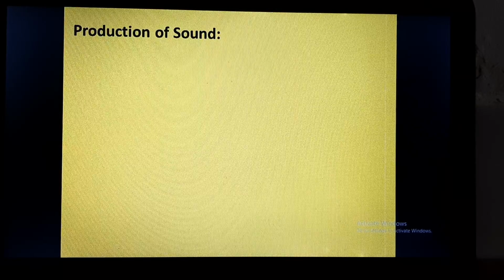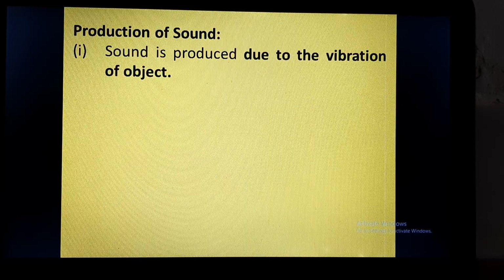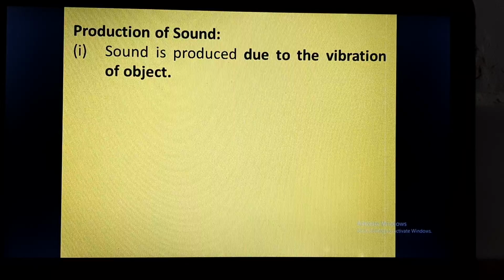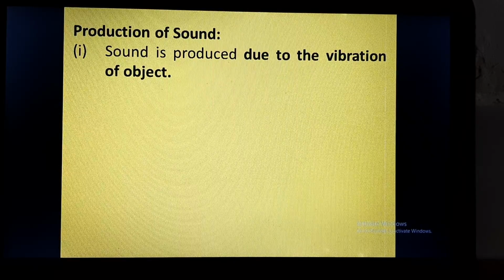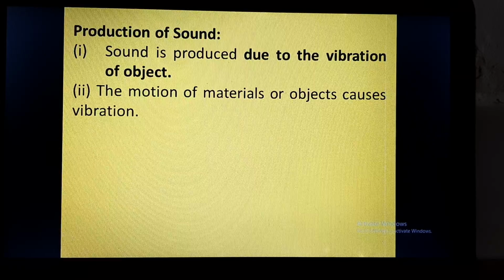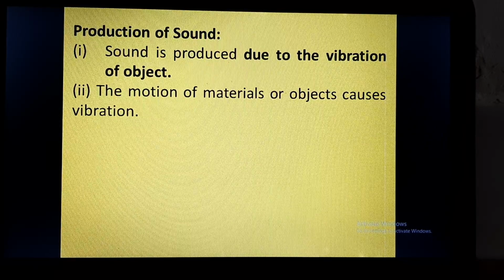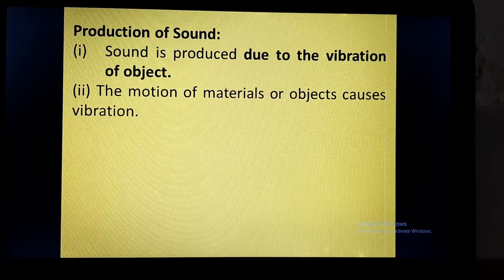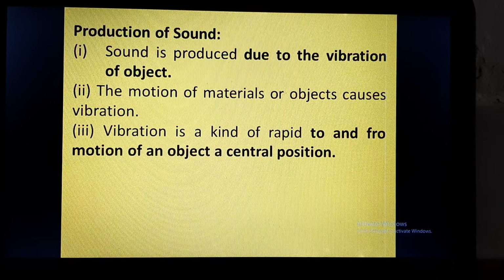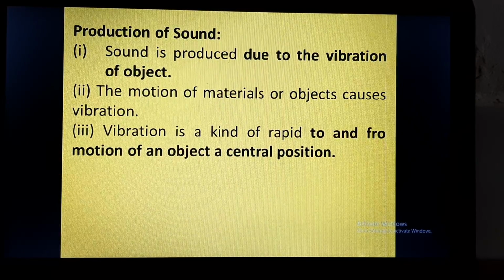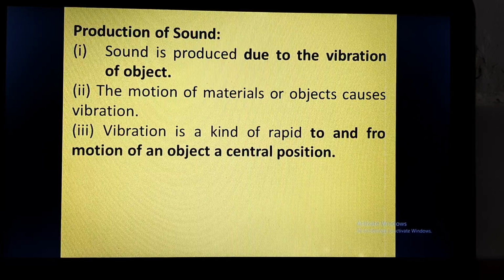Now the question arises how the sound is produced. So sound is produced whenever there is a vibration in any object. So sound is produced due to the vibration of the object. The motion of materials or objects causes vibration. So whenever there is a motion, there will be a vibration. Vibration is a kind of rapid to and fro motion of an object from a central position.